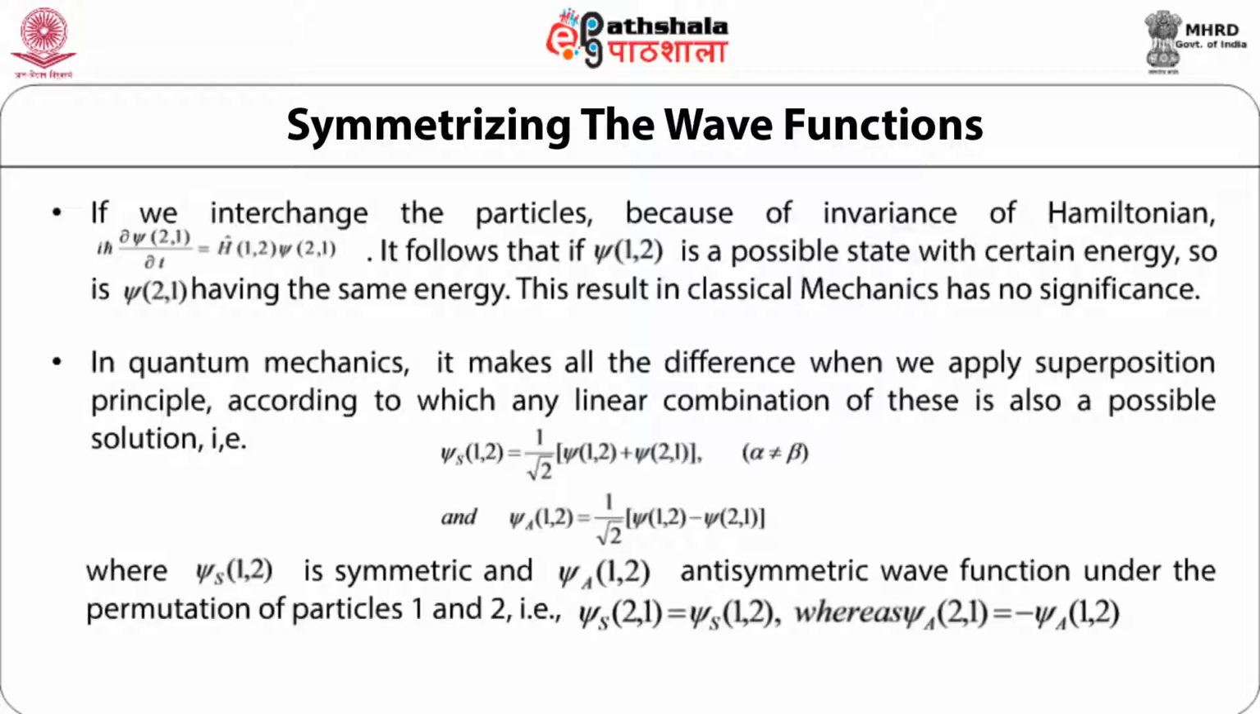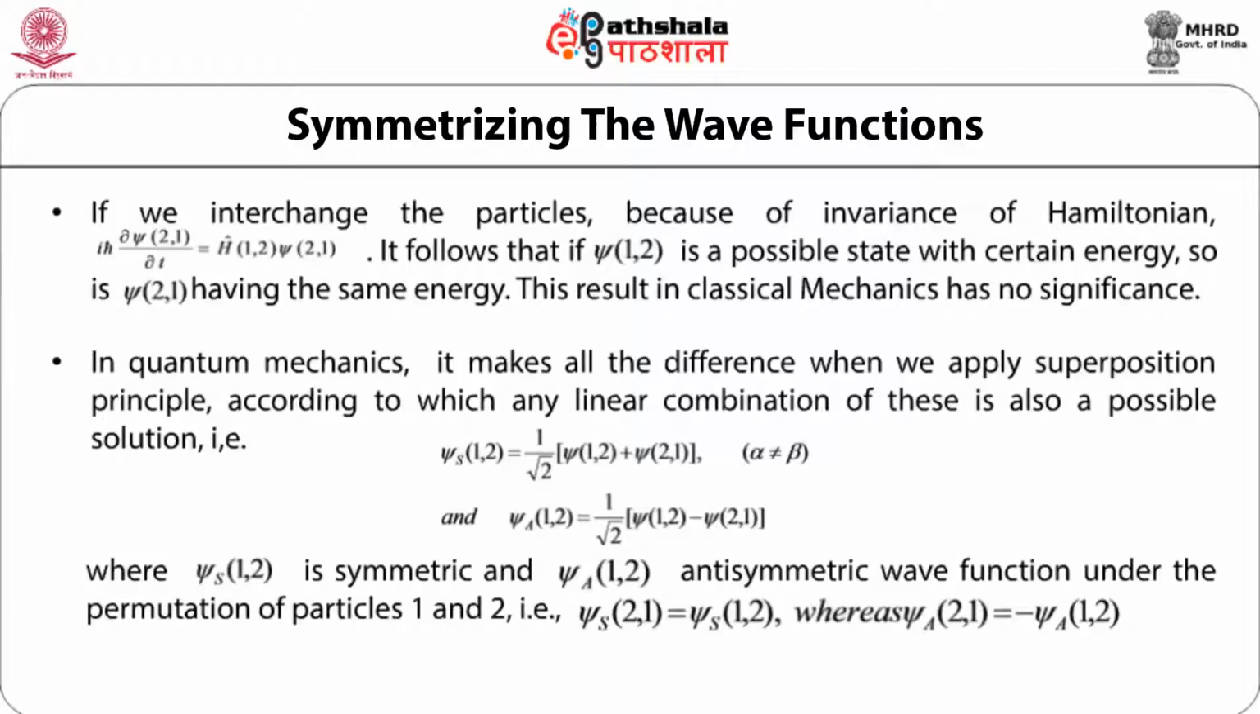That means if we have these two types of wave functions, psi12 and psi21, for which the Hamiltonian operator remains invariant, then we can write two linear combinations of these wave functions. One is given by psi subscript s12 equals 1 upon under root 2 whole times bracket open wave function psi12 plus wave function psi21 bracket close, where alpha is not equal to beta. That means the state alpha is not equivalent to the state beta.